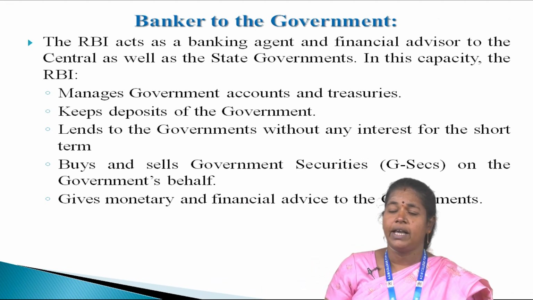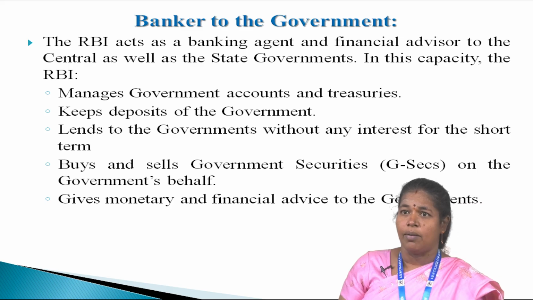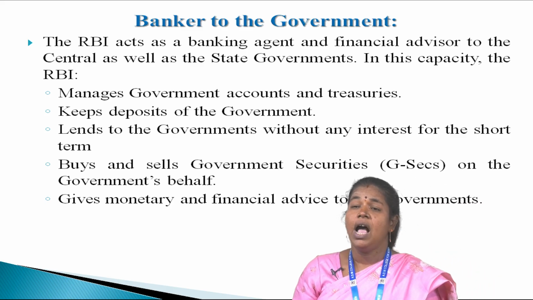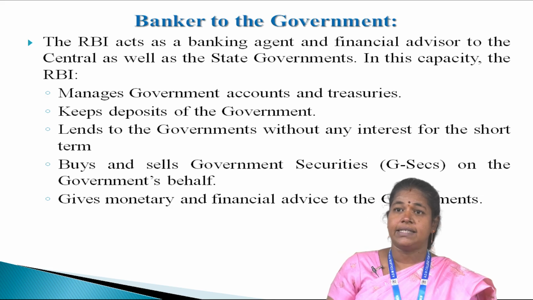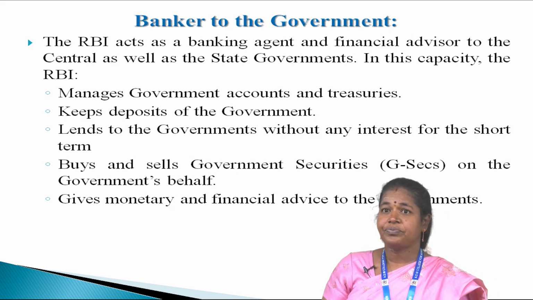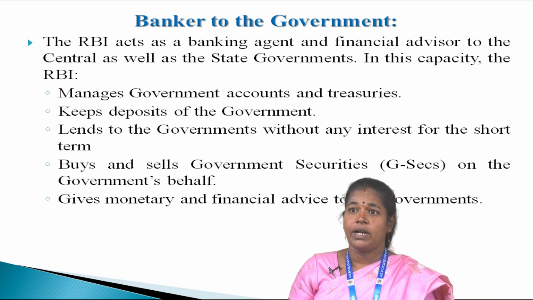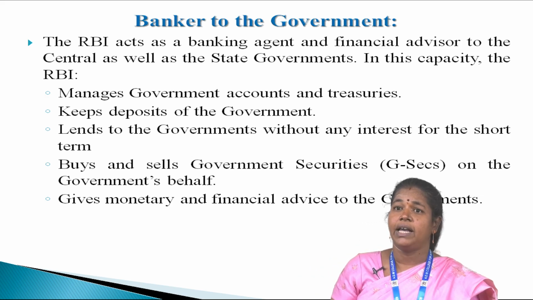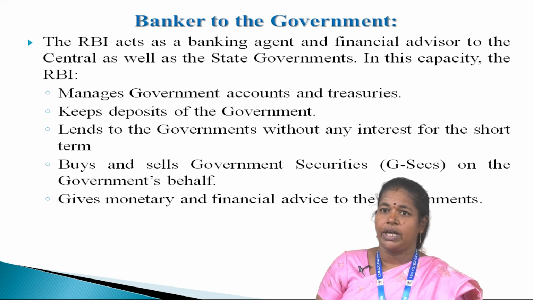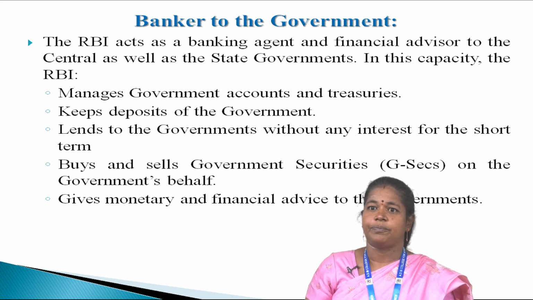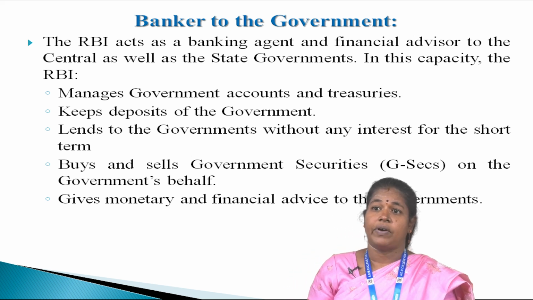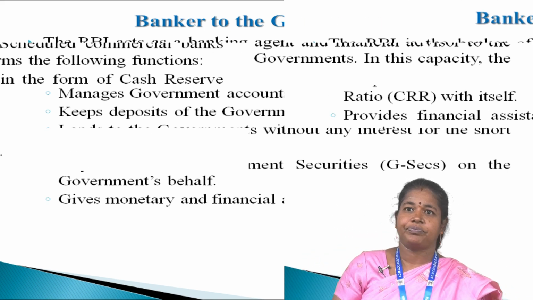Banker to the government. The RBI acts as banking agent and financial advisor to the central as well as the state governments. In this capacity, the RBI manages the government accounts and treasuries, keeps deposits of the government, lends to the government without any interest for the short term, buys and sells government securities on the government's behalf, and gives monetary and financial advice to the governments.